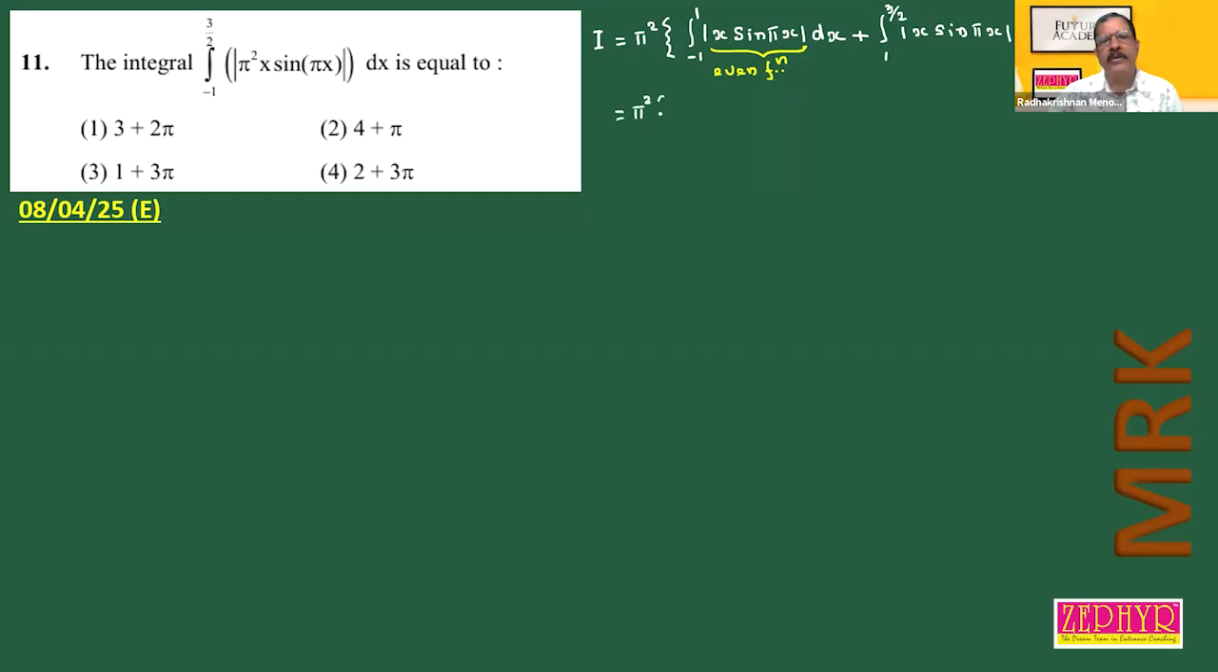pi squared into, since this is an even function, when we give minus x in place of x we are getting the same function. So this will be 2 into integral 0 to 1, because x is positive, x sine pi x dx. Okay.